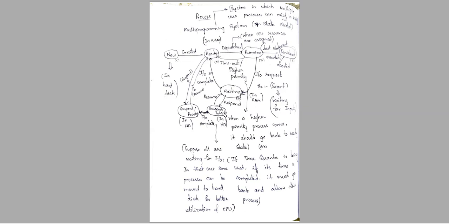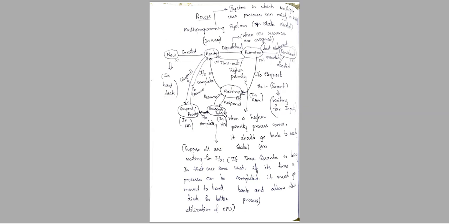Here 2 things might happen. That depends on which criteria you are using. Suppose we are using priority as a criteria. Suppose a higher priority process comes than the existing process, then the process should be sent back to ready state in order to give CPU resources to the higher priority process. There may be timeout also. Suppose we are assigning time quanta to each process. So if the time quanta of the current process is completed, then we'll send the process back to ready state.